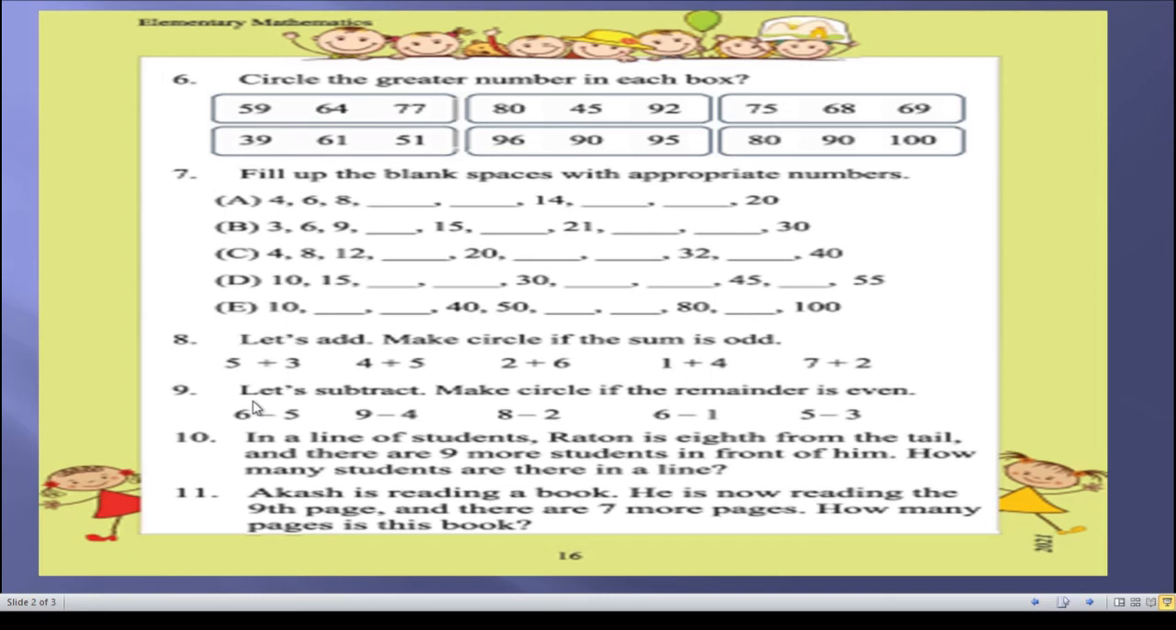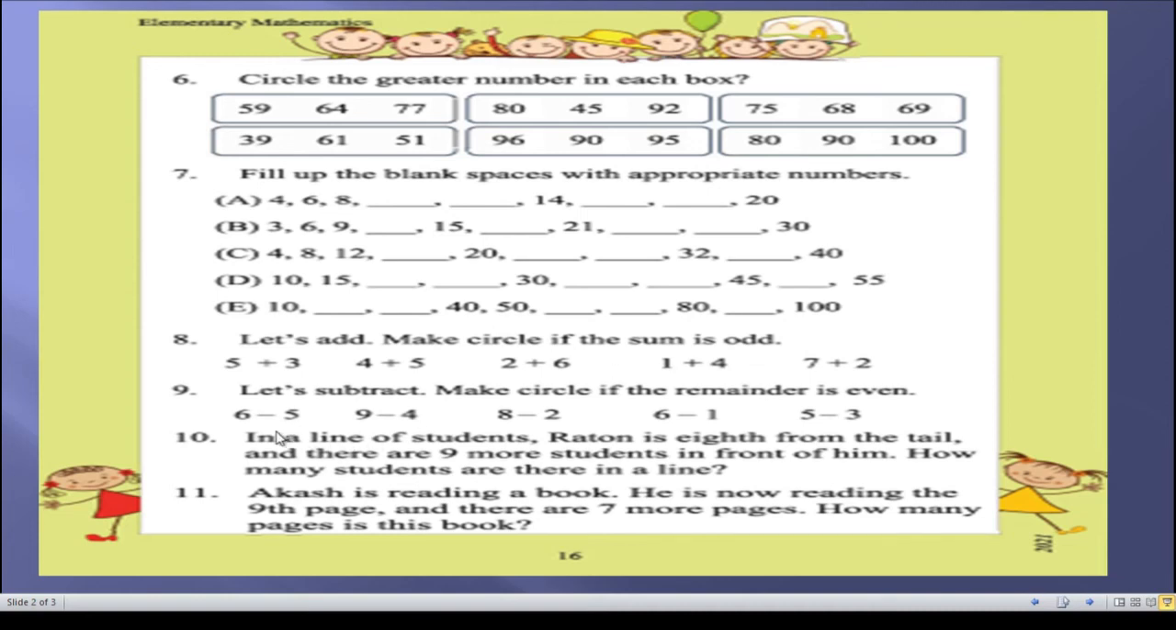In question number 8, it was mentioned that if the sum is odd, you should make a circle. And in question number 9, if the remainder or the result is even, then you should make a circle. So let's try to solve this question. Let's try to write what the answer of this question will be.